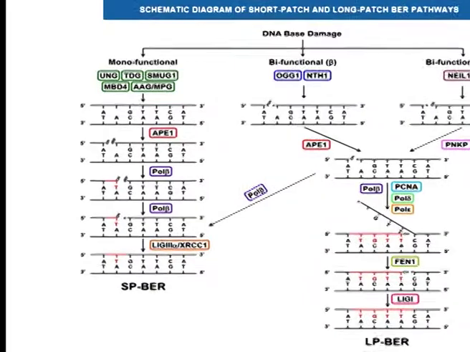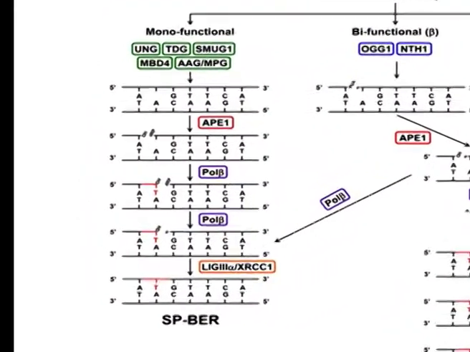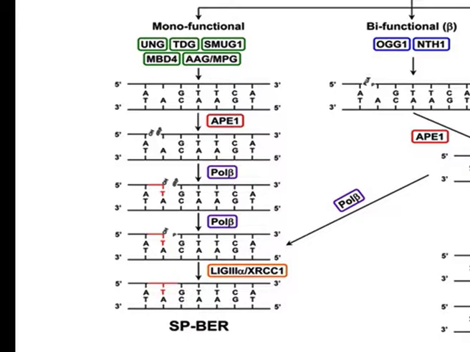The DNA strand then contains a 3' hydroxyl group and a 5' abasic deoxyribose phosphate. DNA polymerase beta, or Pol beta, inserts the correct nucleotide based on the corresponding Watson-Crick pairing and removes the deoxyribose phosphate through its associated AP lyase activity. The presence of X-ray repair cross complementing group 1, or XRCC1, is necessary to form a heterodimer with DNA ligase 3, Lig3.